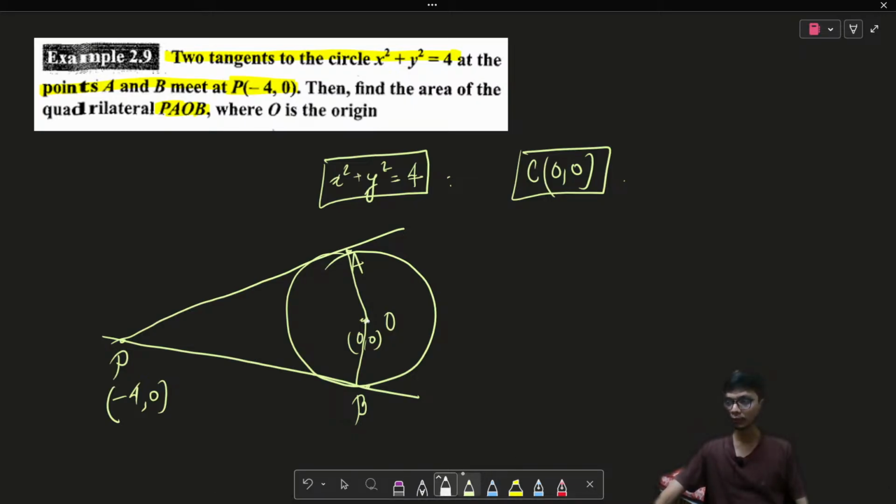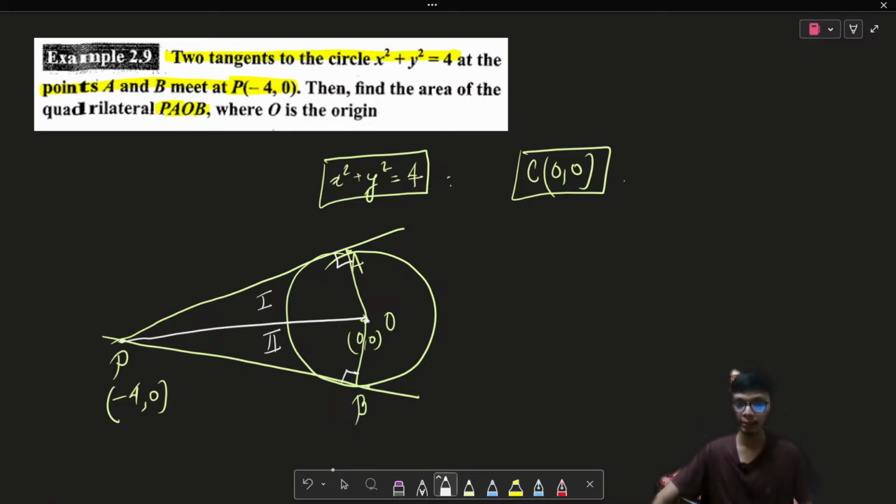So how am I going to do that? Very simple. I'm going to use the properties of the circle. I know that the radius is perpendicular to the tangent at the point of contact, so this is going to be perpendicular at A and B, right? So I will get two right angle triangles, and the area of the quadrilateral can be divided into the areas of these two right angle triangles, so that I can easily find it.